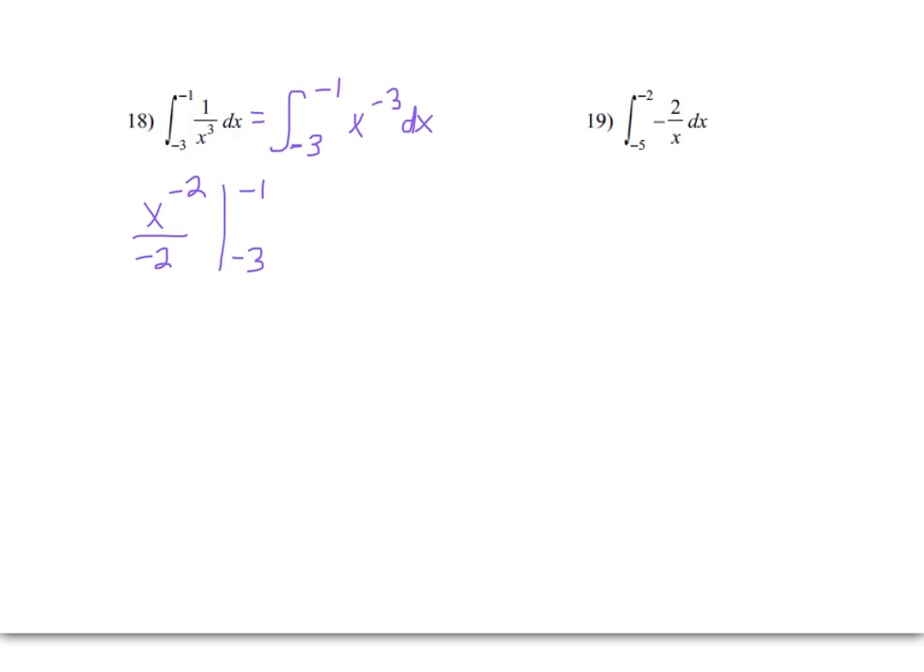If I want to, I can move the x to the negative 2 back down to the bottom. I can leave it on top. Like I could go ahead right now and just plug this in as negative 1 to negative 2 over negative 2 minus negative 3 to negative 2 over negative 2. And as long as I type that in my calculator correctly, I can get the answer just fine. The other way to do it is to move it down to the bottom and then plug in. And it's really up to you which way you would rather do it. It doesn't bother me either way.